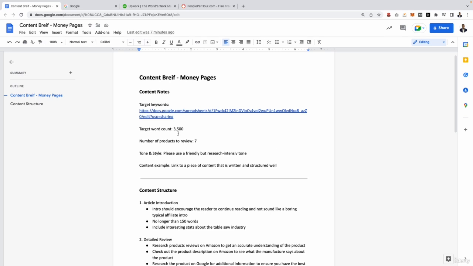So I've got two main sections to the brief. I've got notes at the top and I've got the content structure below. So for the notes, I'm pretty much just giving the writer high level things.